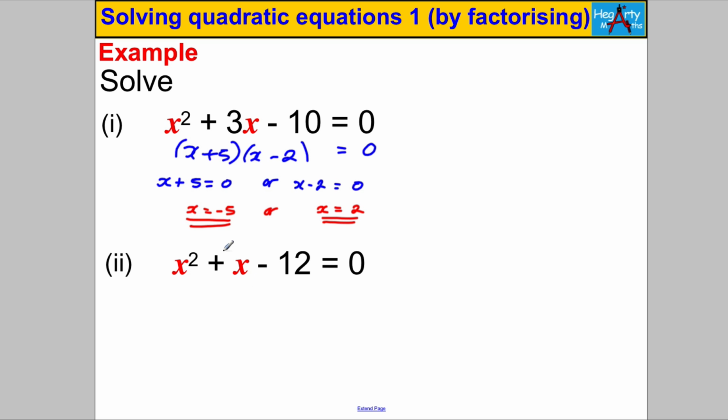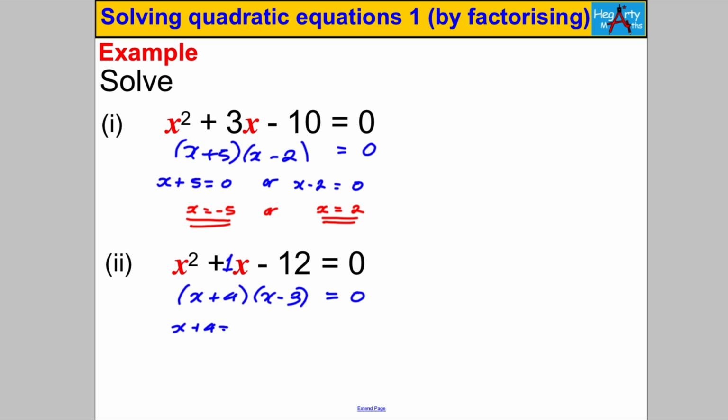Next one's exactly the same. Just think of that as +1x. Think of two numbers that multiply to -12, add to +1. I know that's going to be x add 4, x subtract 3. Don't forget to make it equal to 0. Two things multiplying to 0.